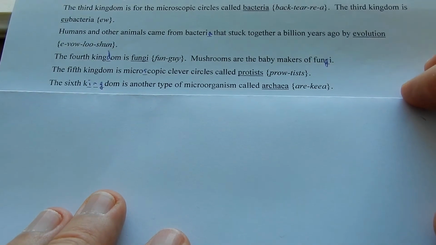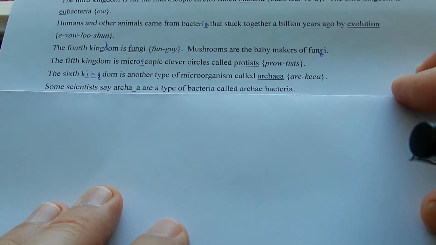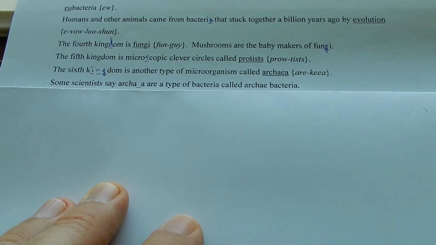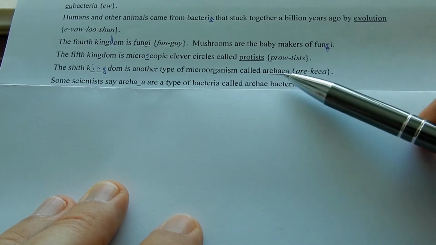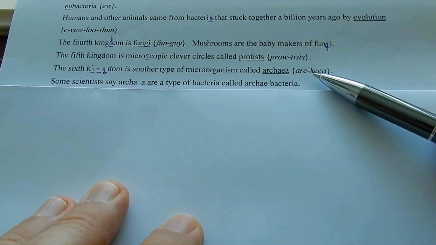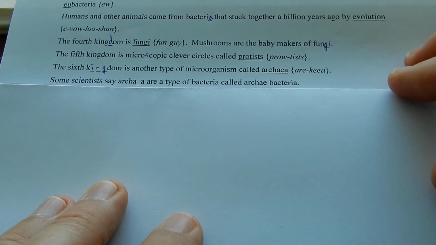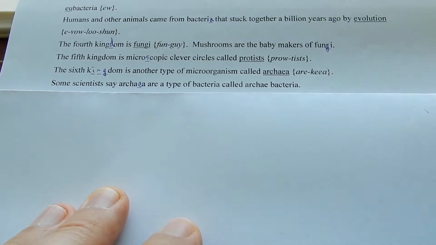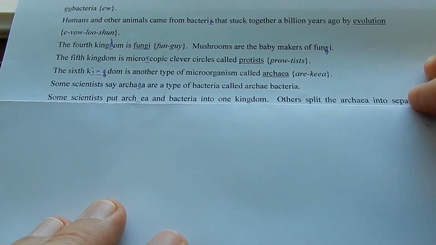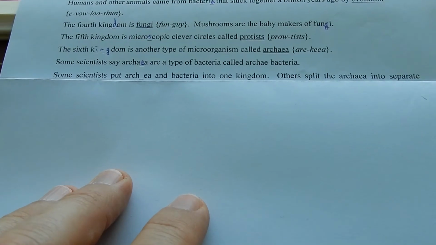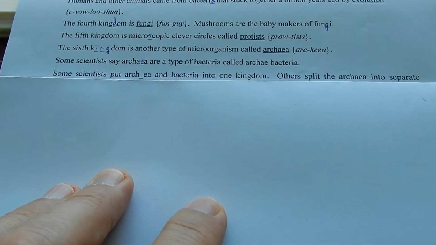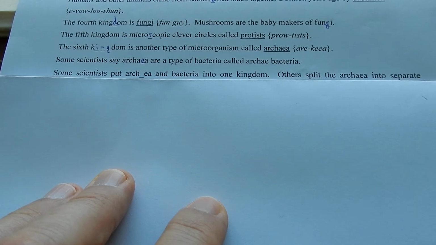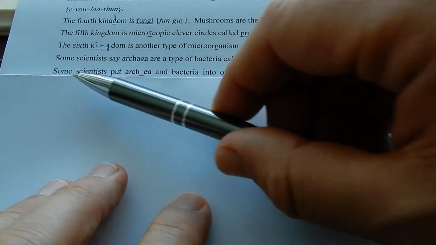The sixth kingdom is another type of microorganism called archaea. We think archaea go back further in Earth's history. They're archaic. Some scientists say archaea are a type of bacteria called archaebacteria. So some biologists put archaea in with bacteria. No, you got to look at all the bits and pieces inside the bacterial cell to see they're quite different.